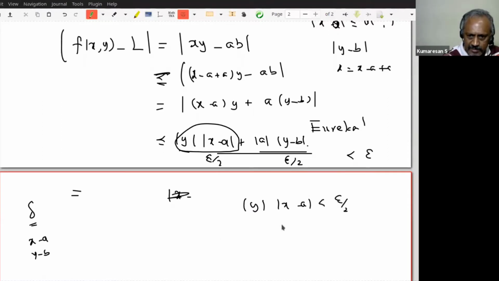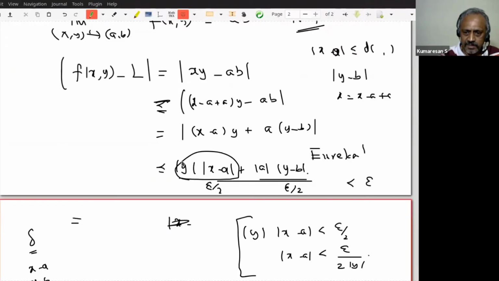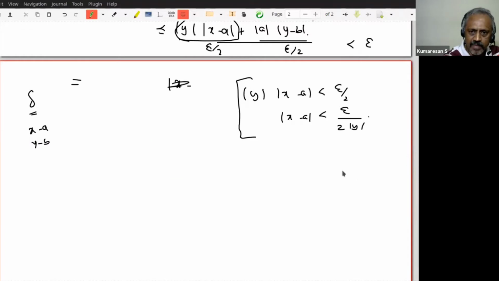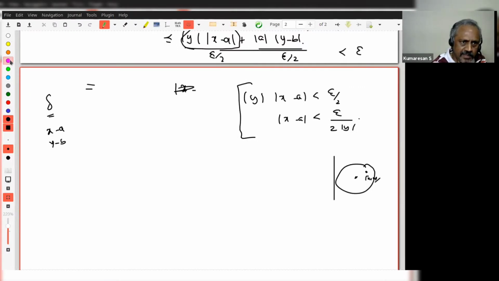Therefore, I would like to estimate mod x minus a to be epsilon by 2 times mod y, but your teacher will immediately jump at you. This y could be 0, right? But ignore your teacher for a while. Okay. Now note, I have a very serious consideration. What is my serious consideration? It is the following. I have my AB, my XY is somewhere here. This is my AB. Let me make it a different color. This is my AB. This is my XY, right?